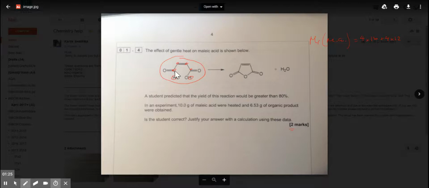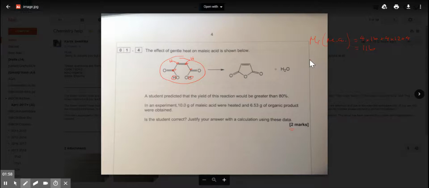There's not going to be a hydrogen on this carbon because it's got already 4 bonds. There is going to be a hydrogen on that carbon because it's only got 3. Likewise with this one. And this one's already got 4 bonds, so no hydrogens there. So that's 4 hydrogens, so plus 4 times 1. So that equals 4 16s, 64, 4 12s, 48, and so that's 116. So we've got MR of MA at 116.